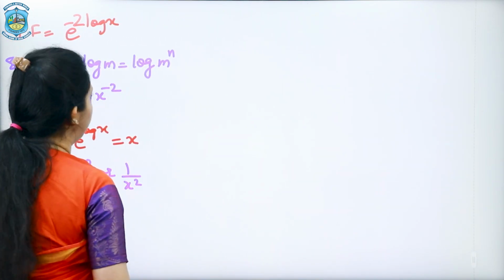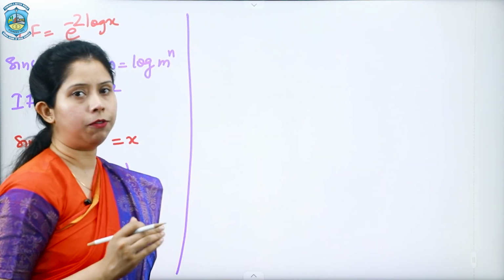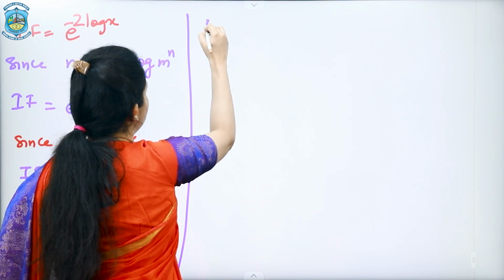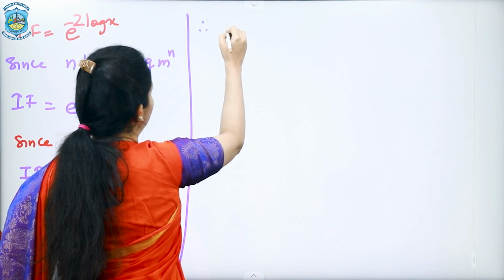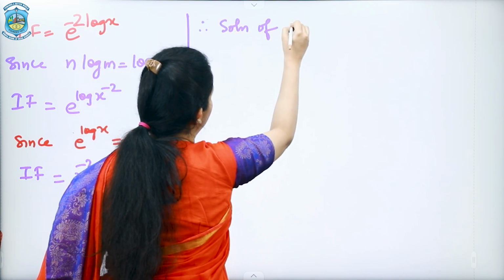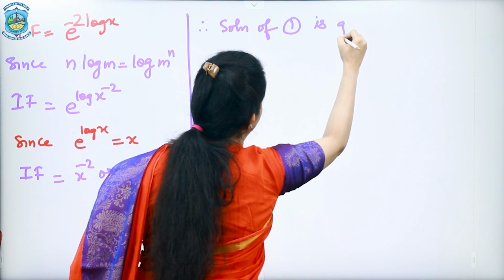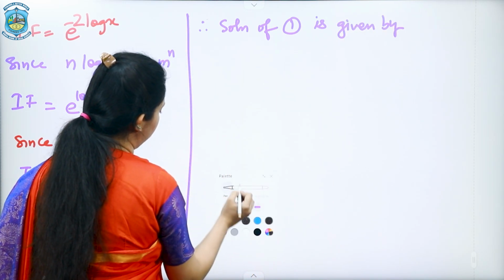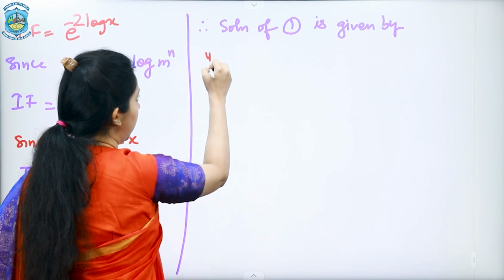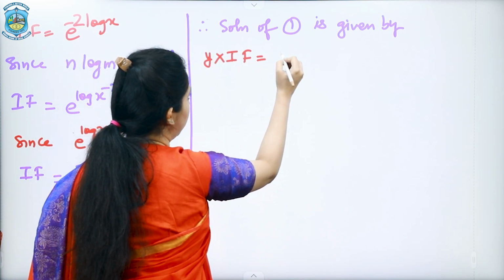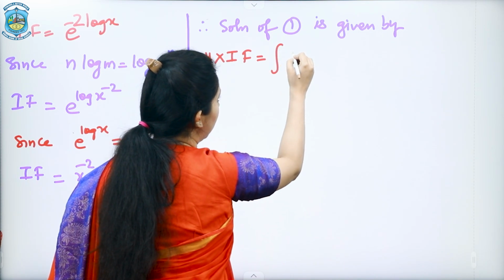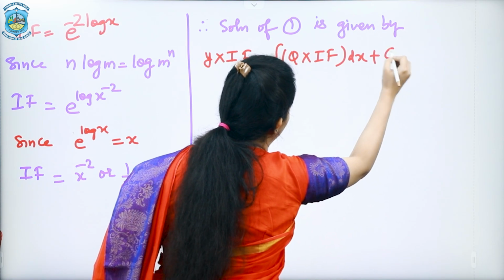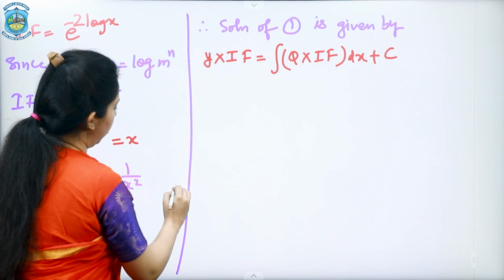Now, moving to the step number 4, you will have to write the formula of general solution for the linear differential equation. So, therefore, the solution of equation number 1 is given by the formula y into integrating factor. Here the dependent variable was y. So, y into integrating factor is equal to integration of q into integrating factor dx plus c. Here c is the constant of integration.